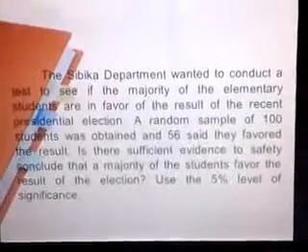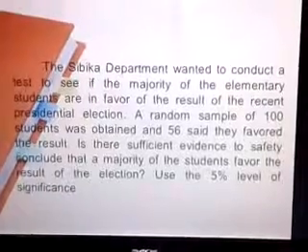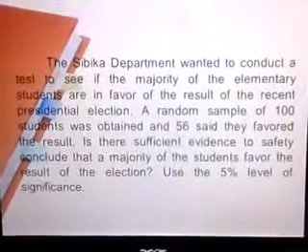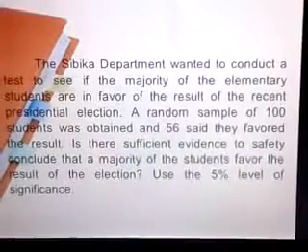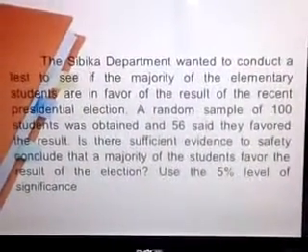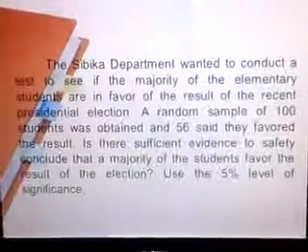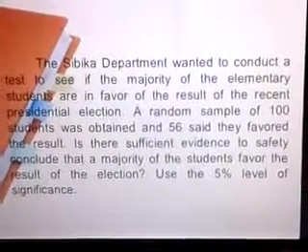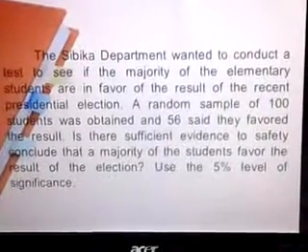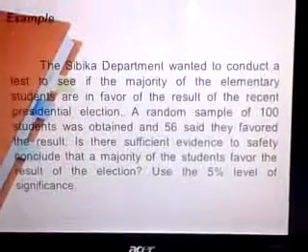The Civics department wanted to conduct a test to see if the majority of the elementary students are in favor of the result of the recent presidential election. A random sample of 100 students was obtained and 56 said they favored the result. Is there sufficient evidence to safely conclude that the majority of the students favor the result of the election? Use the 5% level of significance.